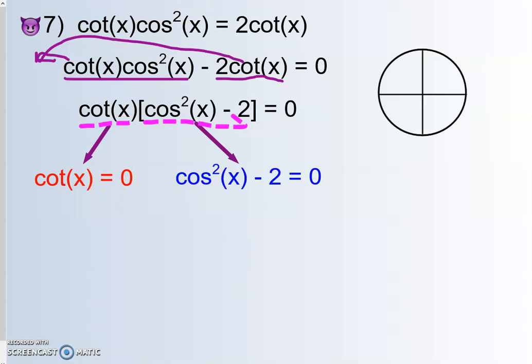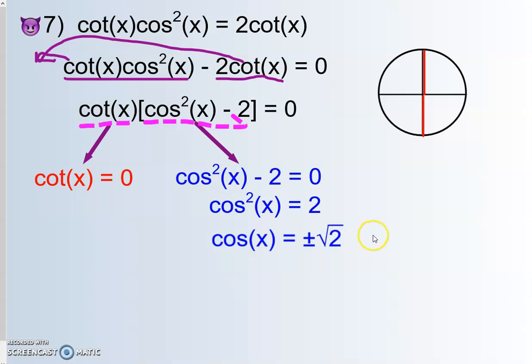The cotangent, I'm in the shortcut club. I know the cotangent is 0 straight up and straight down. This one I solved, and I got that the cosine of x is plus or minus radical 2. Wait a minute. The cosine of x can never be bigger than 1 or smaller than negative 1. This doesn't work. So my answer is simply pi halves plus n pi.